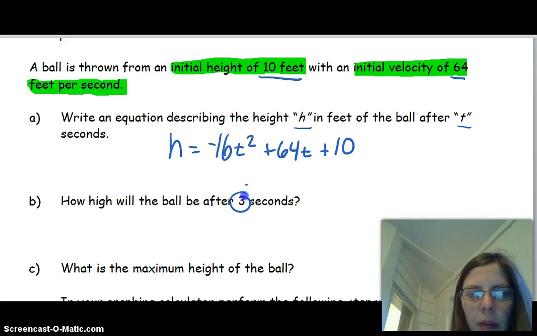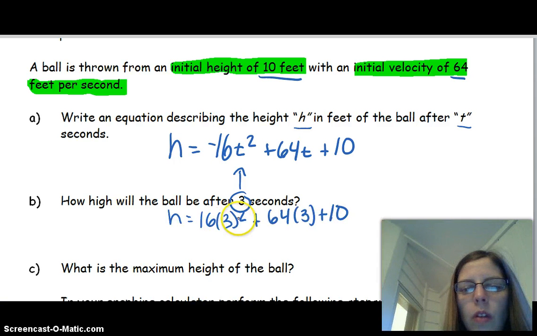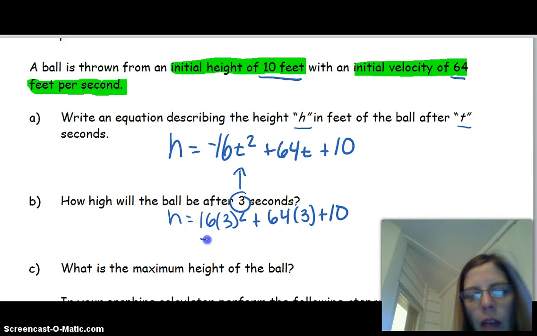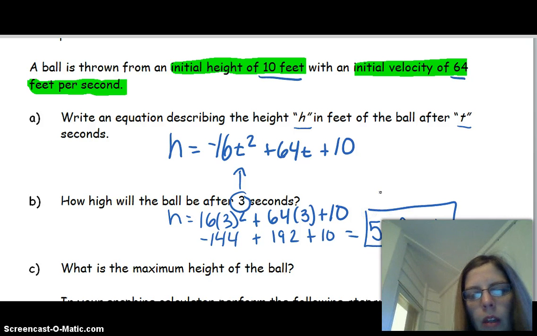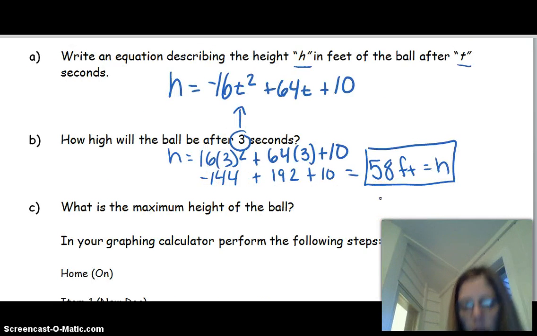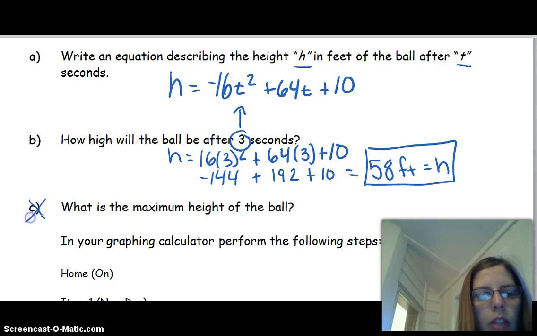Now we can say, how high will the ball be after 3 seconds? That's when I'm going to plug 3 seconds in for t. I'm going to pause the video and show you how that works. Here's the equation with 3 substituted in for each of the t's. When I evaluate this, I have negative 144 plus 192 plus 10, and that equals 58 feet. That would be the height after 3 seconds. The question of what's the maximum height of the ball is one we are going to skip.